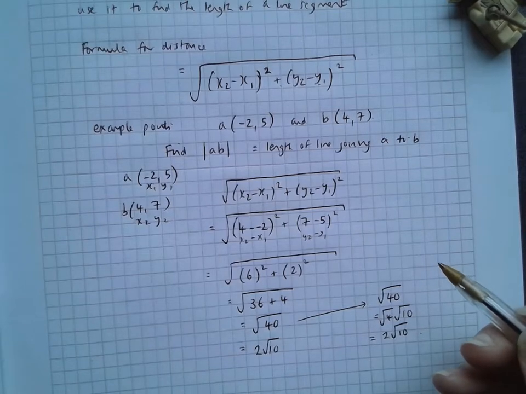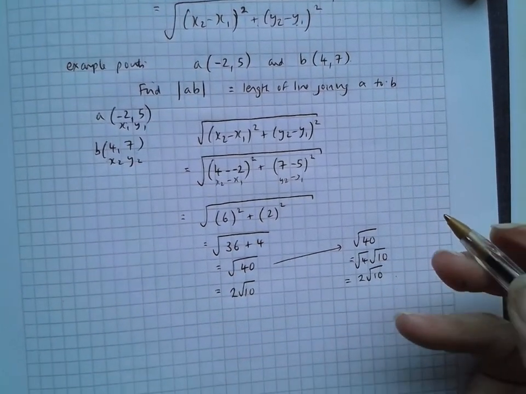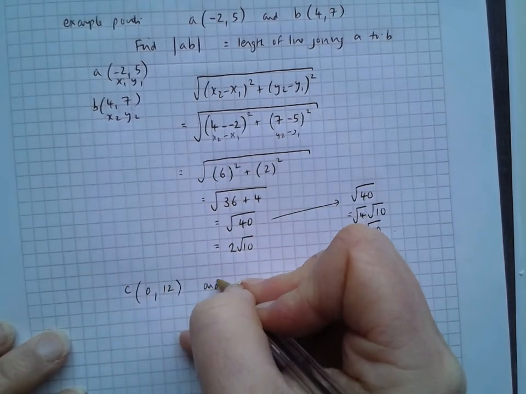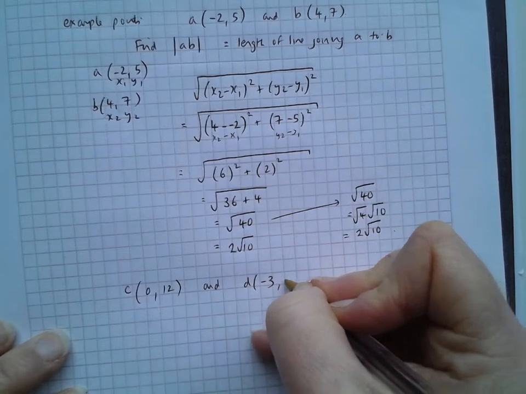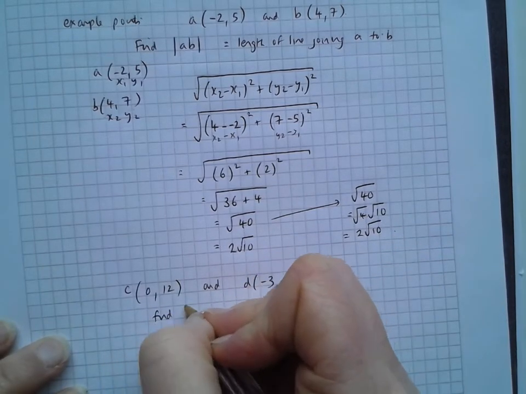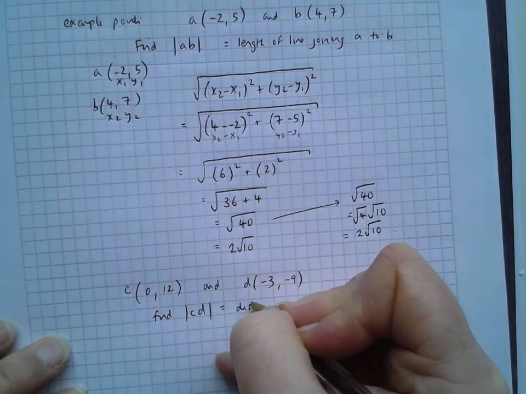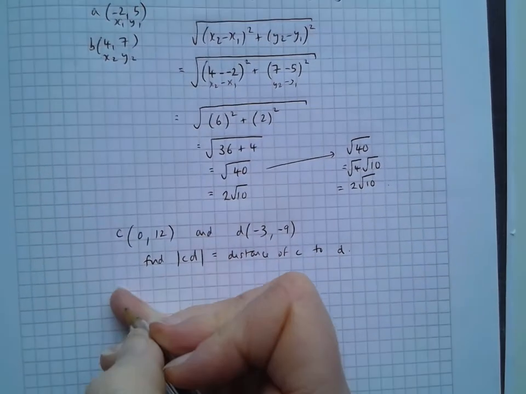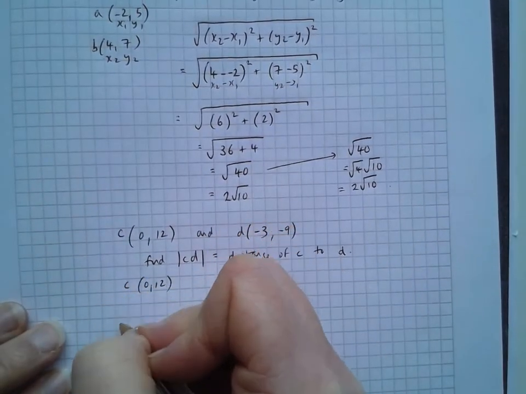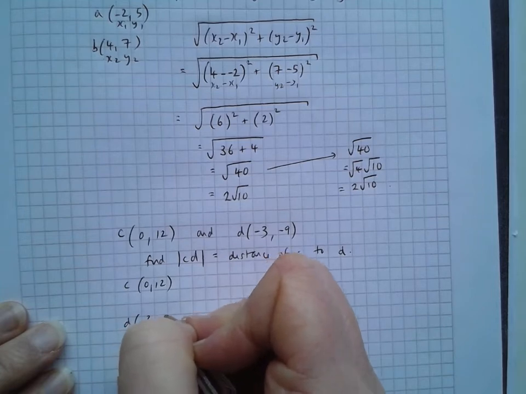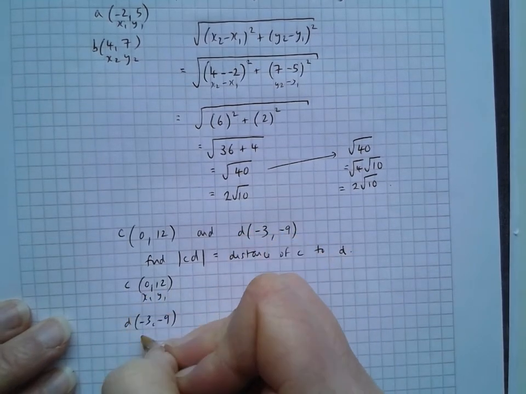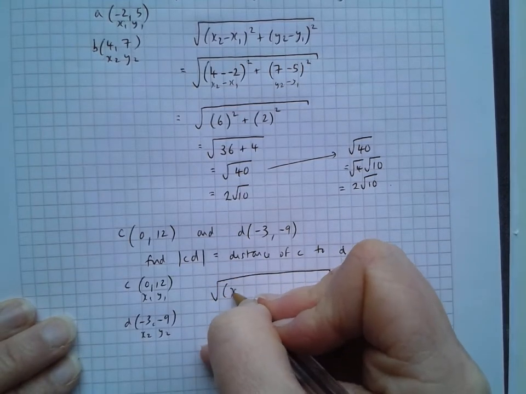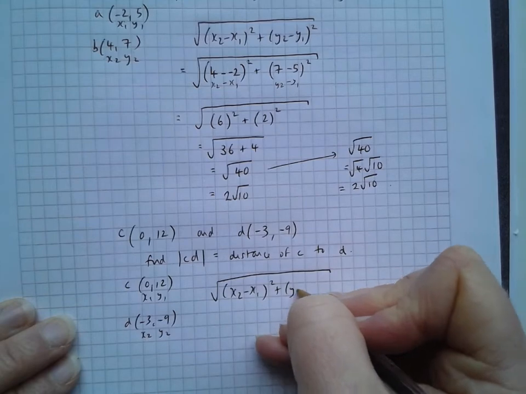I'll do one more example here just to be sure. So again, we have points C, 0, 12, and D, minus 3, minus 9. And we're being asked to find the length of CD, which is the distance of C to D. So again, we write down our points. C is 0, 12, D is minus 3, minus 9. One of them is x1, y1, one of them is x2, y2. And then we write down our formula. Now you don't have to write down the formula every time, but it should be somewhere on your page.